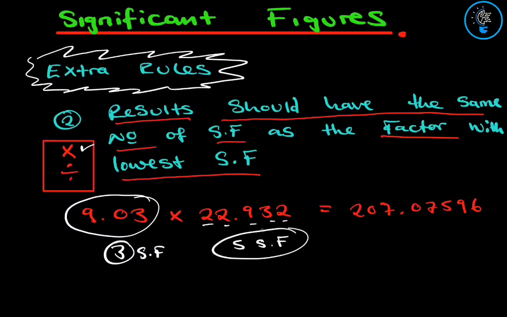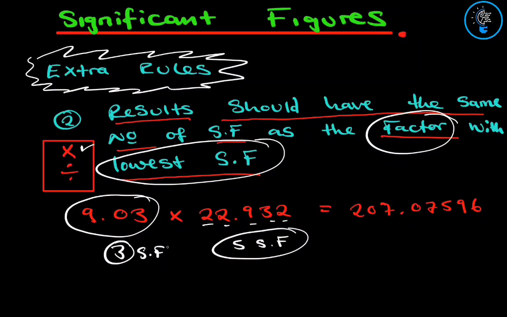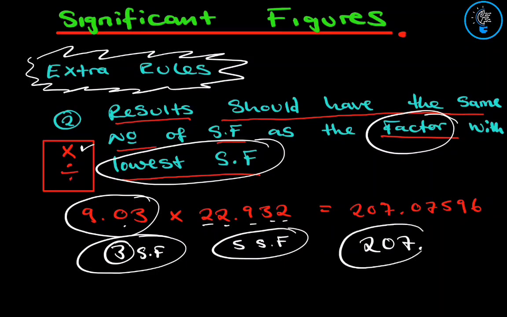So your solution must have the same number of significant figures as the factor with the lowest significant figures. So let's ensure that this one has the same number of significant figures as that one. So it will have 3. So it will be 207. You can put a point if you want. So this one, we know that it has 3 significant figures.